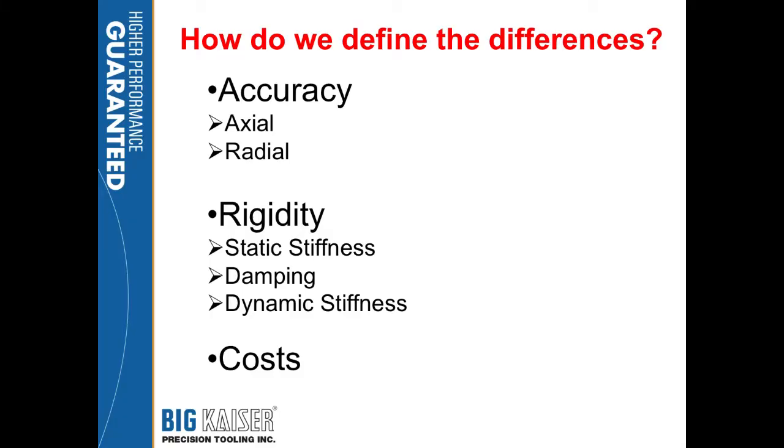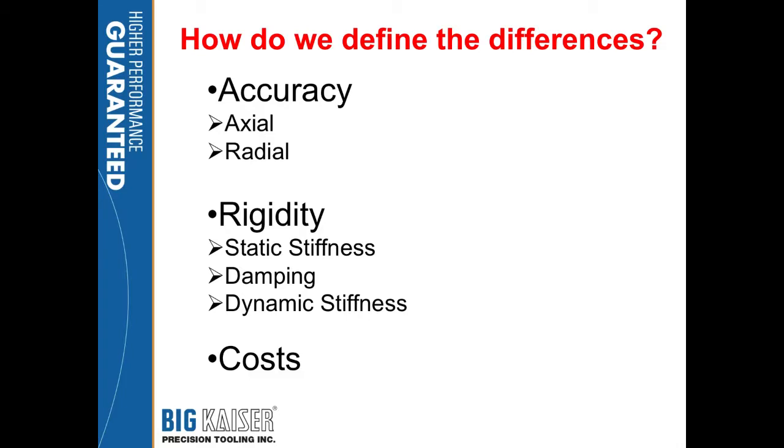So how do we define the differences? What makes the critical choices for you? Accuracy, axial and radial. Rigidity, what is its stiffness and static? What is its damping capabilities? What is its dynamic stiffness? What is its vibration? And lastly would be the cost.